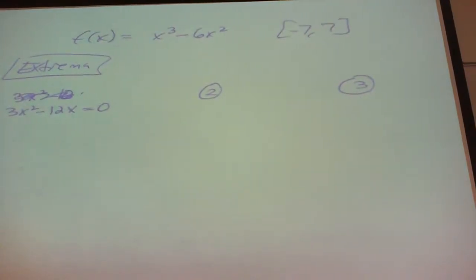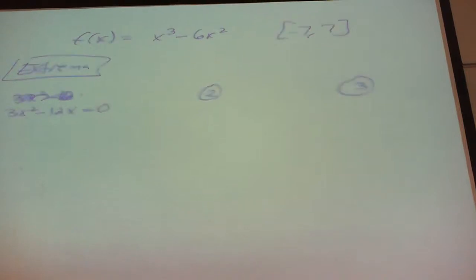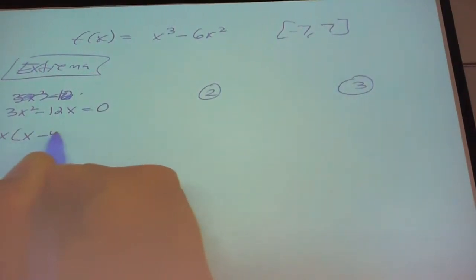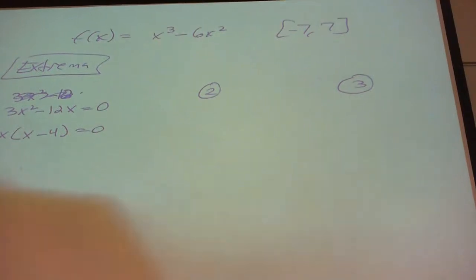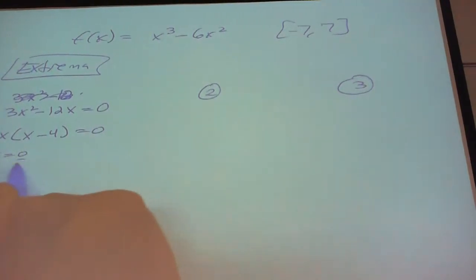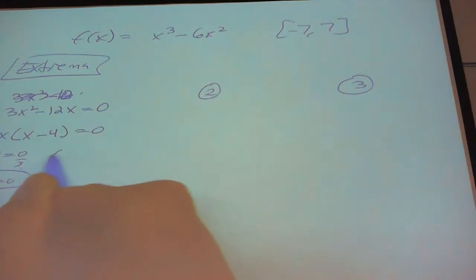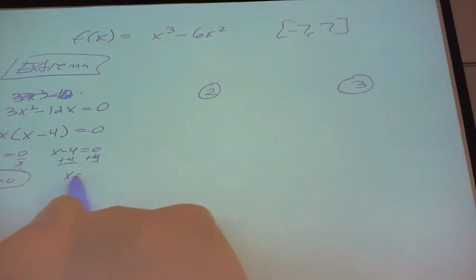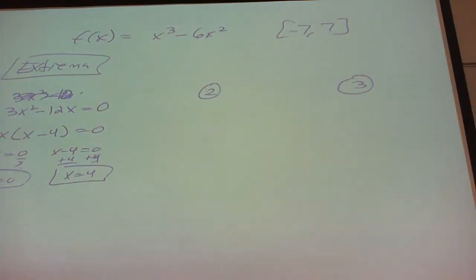If factoring is your problem, this is why we did Appendix A. This is why we did Chapter 1. This is why you took college algebra. Got to be good at factoring. You can pull out a 3x, which leaves you with x minus 4. 3x equals 0, we get x equals 0. X minus 4 equals 0, add 4, x equals 4. Did everybody get 0 and 4?